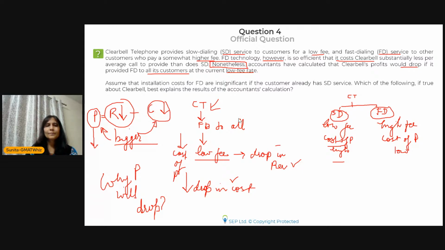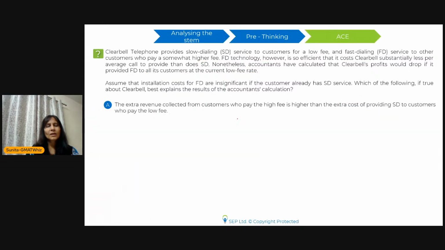Let's move ahead. So let's go to the answer choice elimination. Now the question stem says, assume that installation costs for FD are insignificant. That means it's telling us there is no installation cost that you really need to consider if the customer already has an SD service. So I'm just shifting one existing customer to a different service. So no new installation costs are involved and already the FD costs are low. So which one will explain why the profit is going to drop?